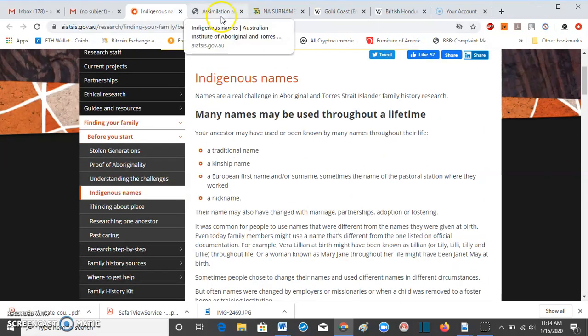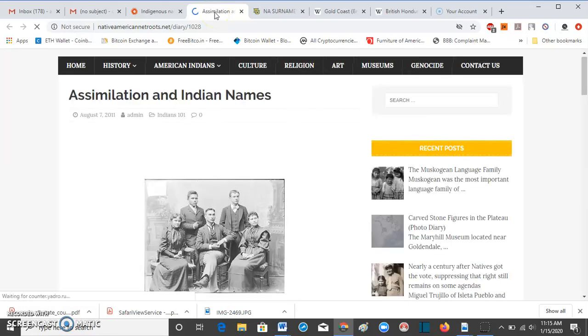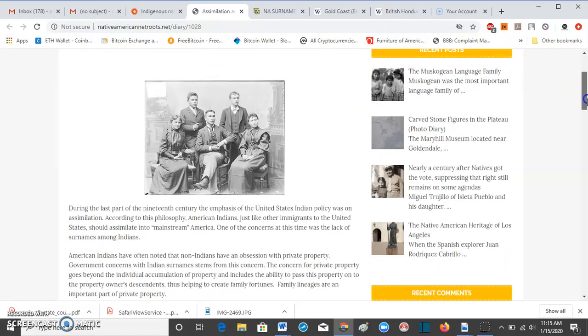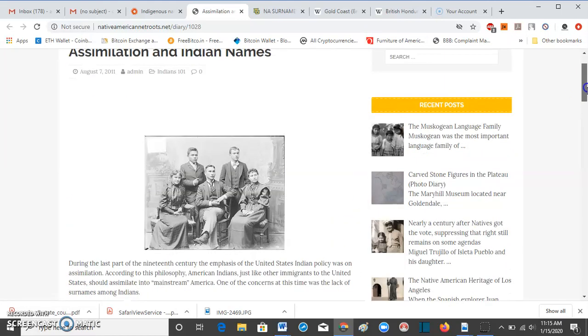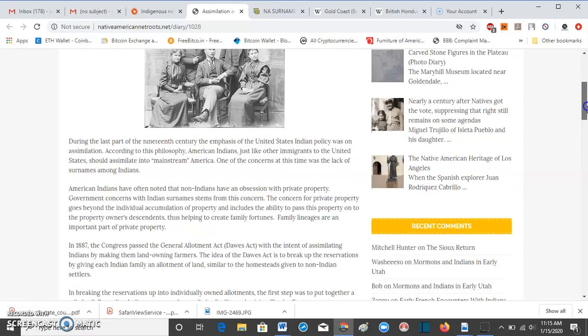Now, let's go over here and see, this is far over in the Americas, but it's similar, and I'm saying it's the same thing. So you have to factor in everything, people. This was ethnic cleansing, man. So, assimilation and Indian names.